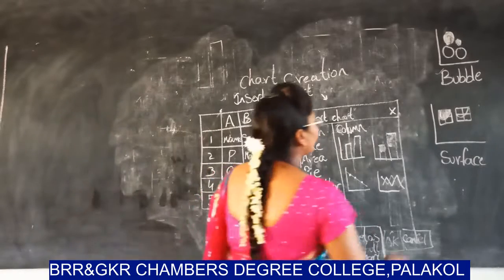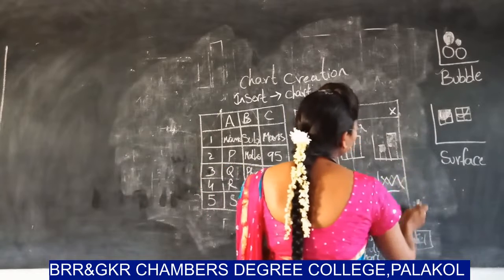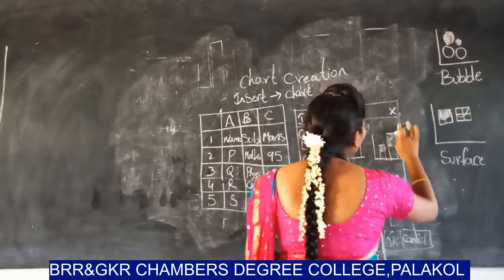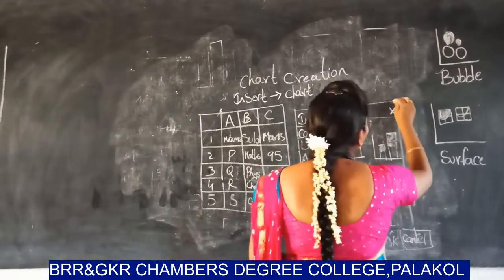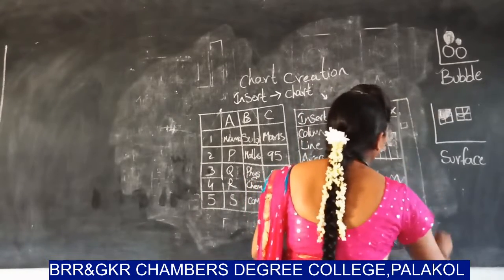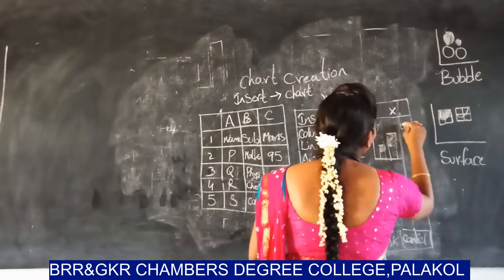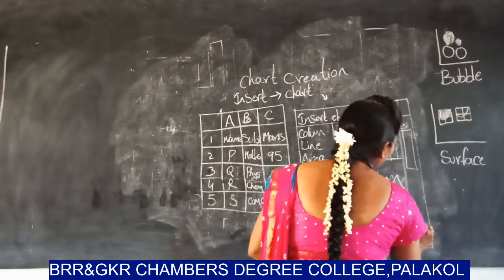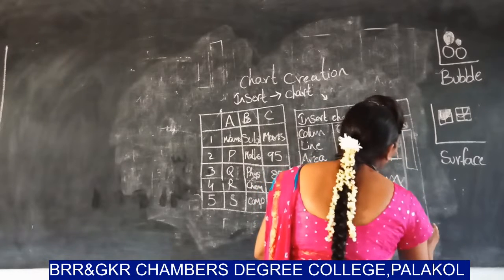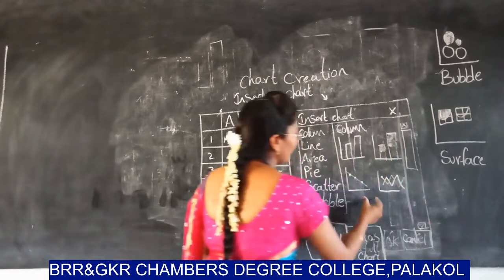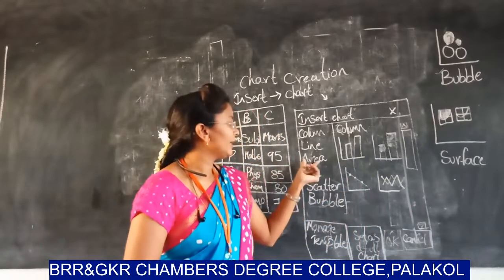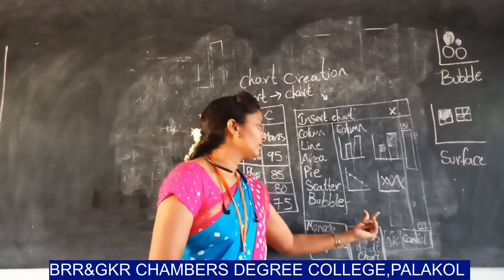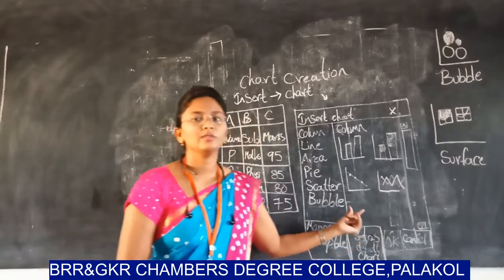And here you can see one scroll bar. That scroll bar is used to drag in the downward and upward direction. Here after the line chart, the area chart representation will be there. After the pie chart, the scatter chart will be there. Bubble chart representations will be there.